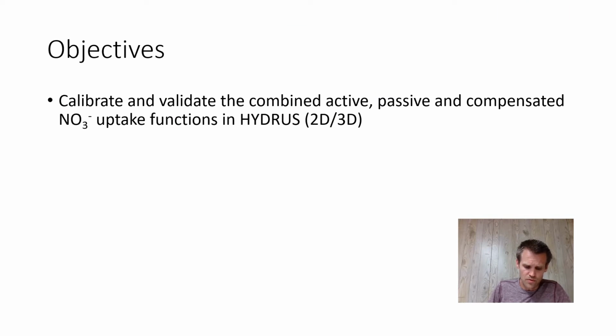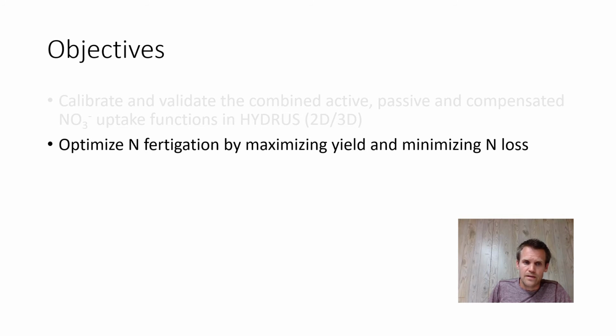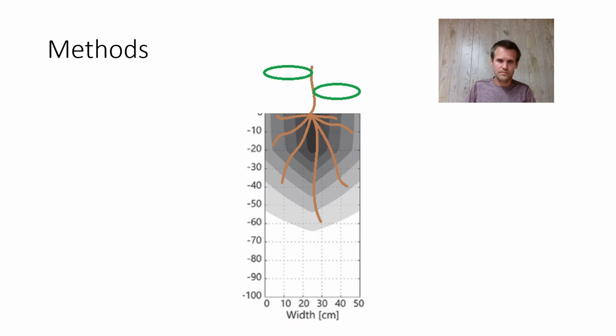Our objectives were to calibrate and validate the combined active, passive, and compensated nitrate uptake functions in Hydrus 2D/3D, and to optimize nitrogen fertigation by maximizing yield and minimizing loss by means of this calibrated model. So here you see how a simulated plant could look in Hydrus.